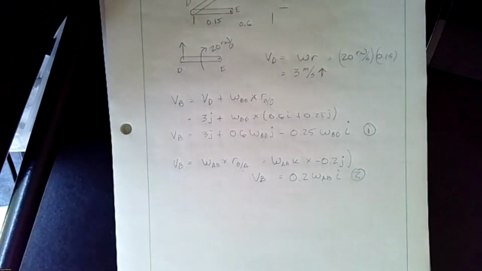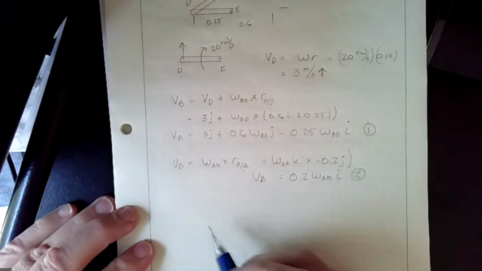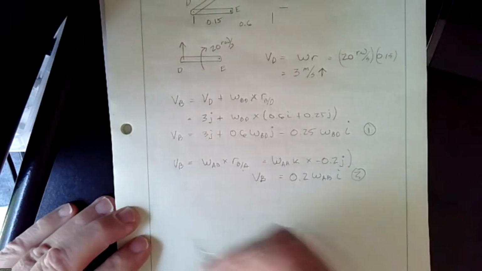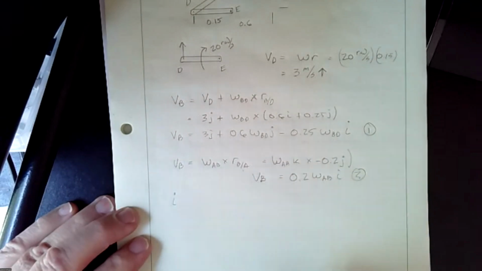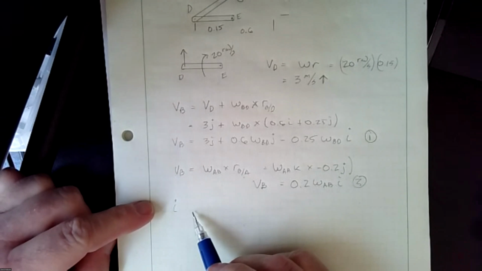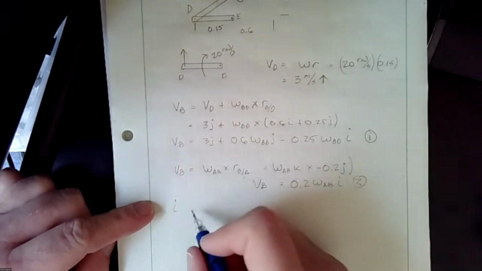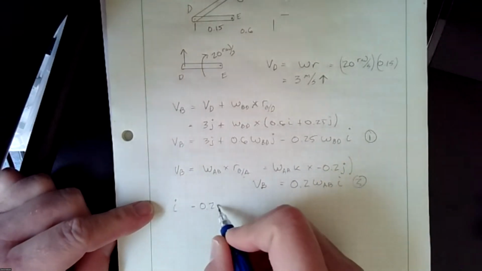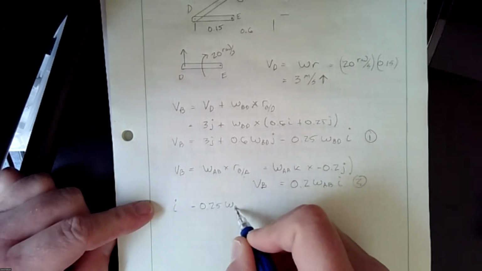This is just the normal algebra that you would do. We set them equal and separate them into i's and j's, because all the i's have to be equal. So let's do that. For the I direction, what do we have? We have negative 0.25 omega BD.